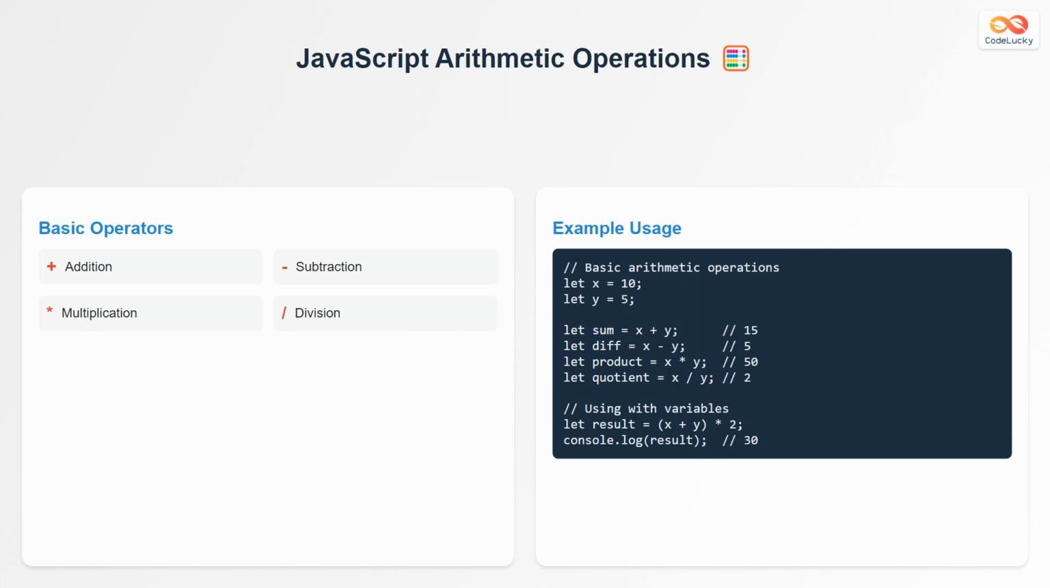Now let's see how we can use these operators in JavaScript. Here we declare two variables x and y with the values 10 and 5 respectively. We can then calculate the sum, difference, product, and quotient using the operators.